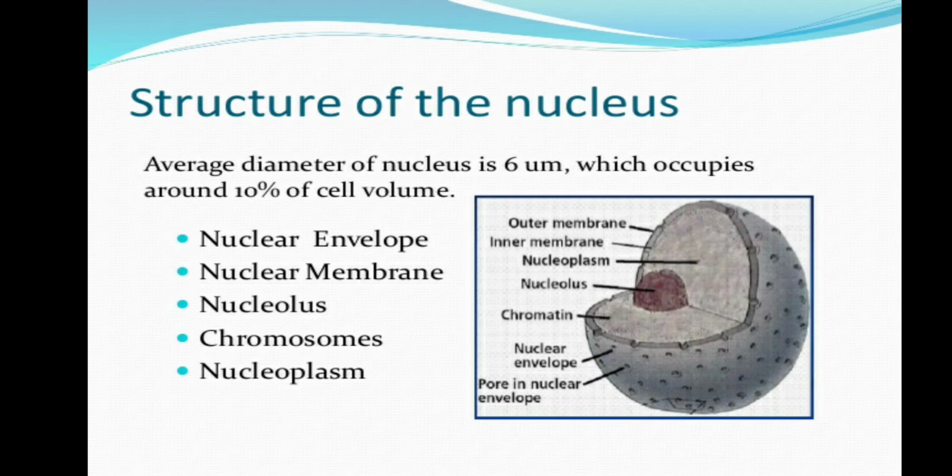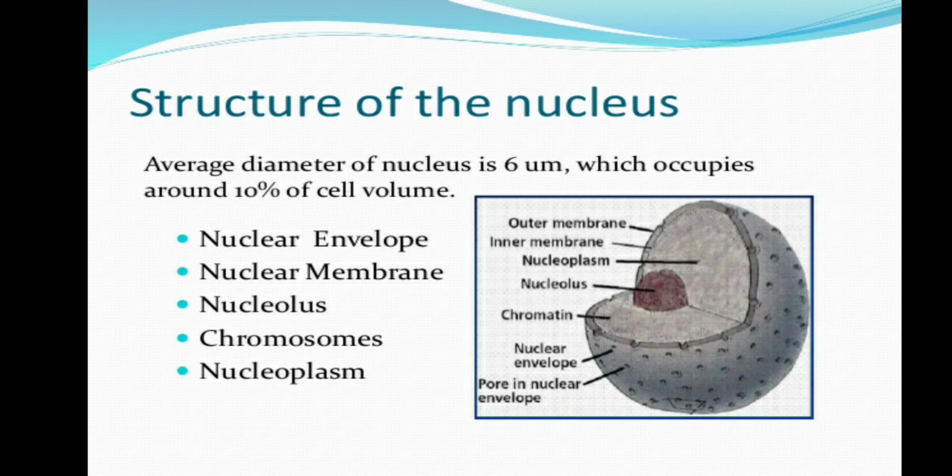If we talk about the structure of the nucleus, it comprises an outer double layered membrane, the nuclear membrane, nucleolus, chromatin, and nucleoplasm. These are the different parts of the nucleus. So what is a nuclear membrane? The nuclear membrane is the double walled membrane which separates the nucleus from the cytoplasm.